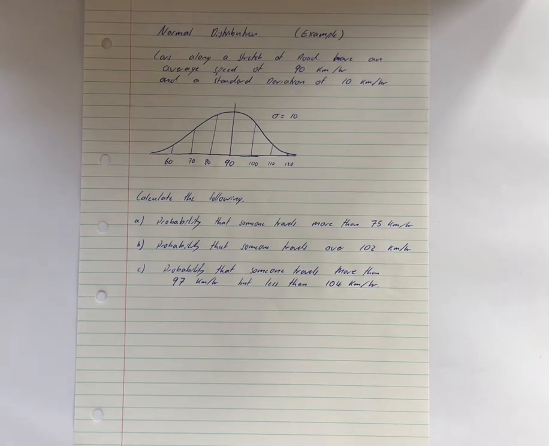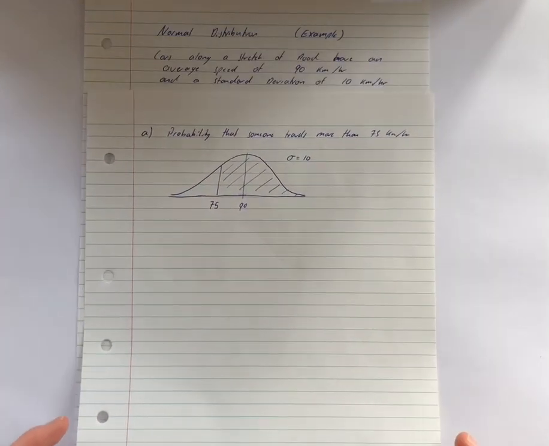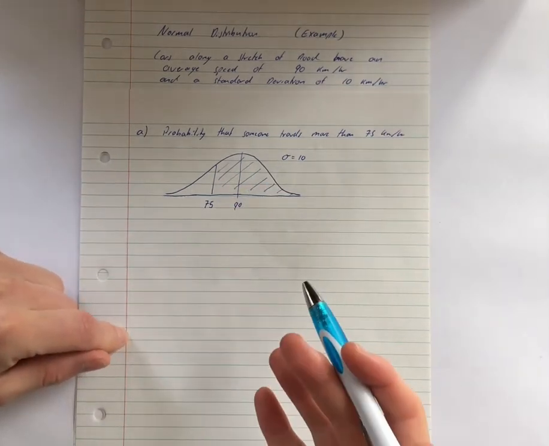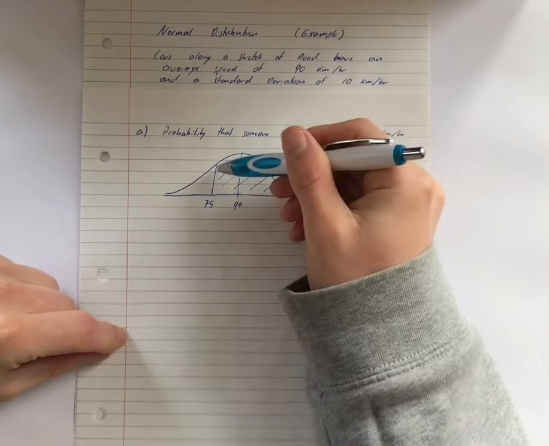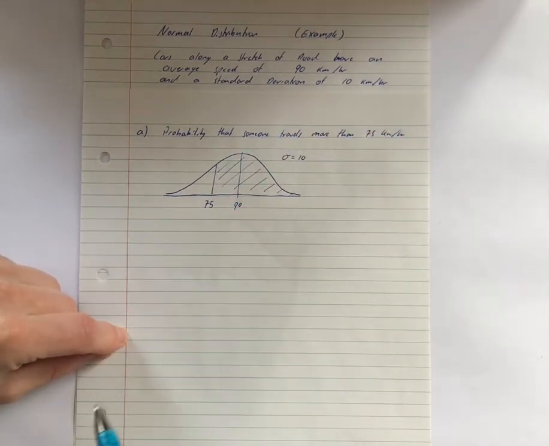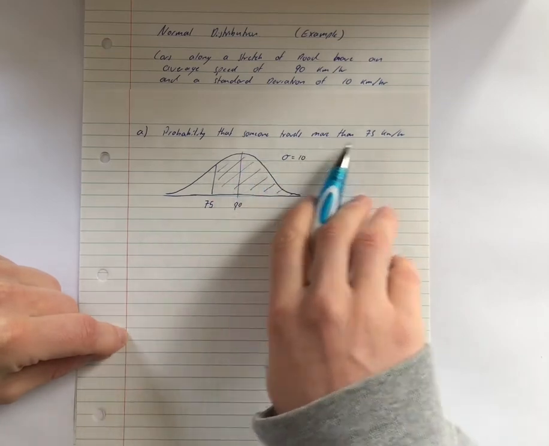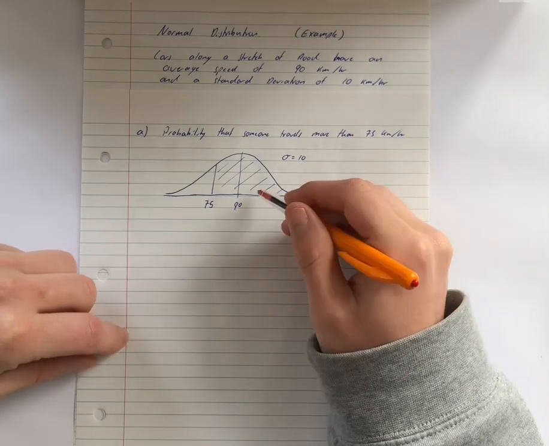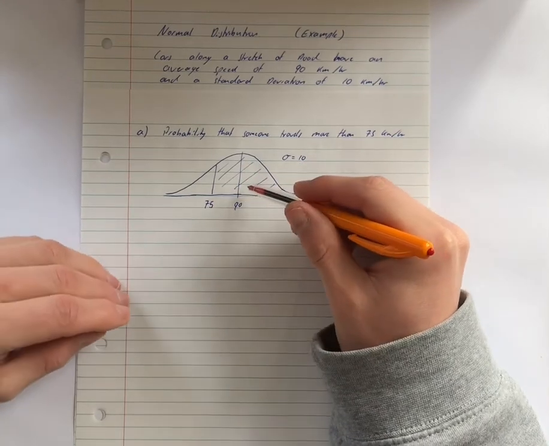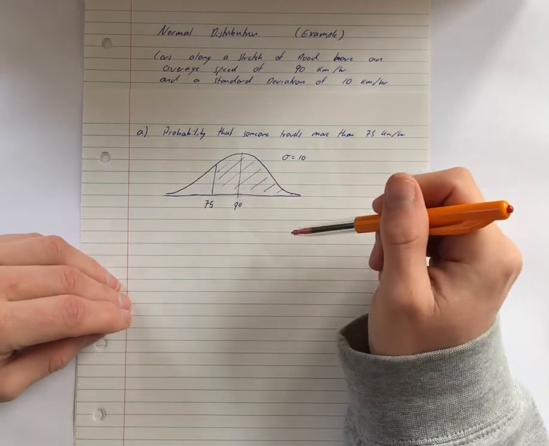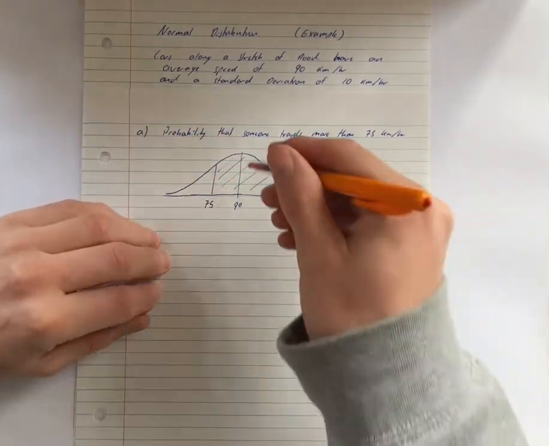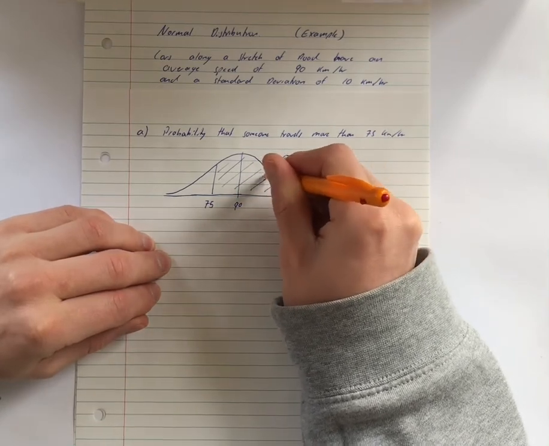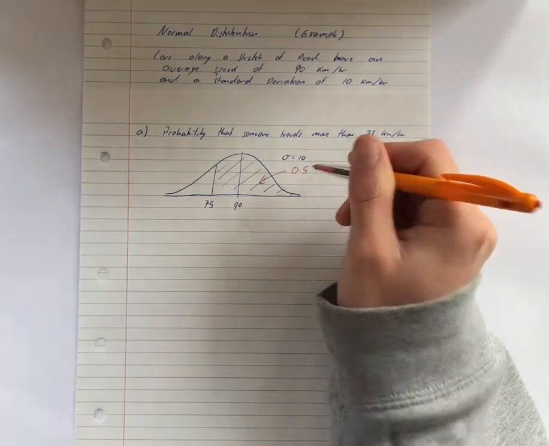So probability that someone travels more than 75 kilometers per hour. What we want is to draw a normal distribution. It doesn't have to be pretty. Put your mean, write your standard deviation down, put the value in question, and then shade per the context. So this is the probability that someone travels more than 75. Well, we know that a standard normal distribution is symmetric around the mean, and we know that 100% probability lies beneath this curve. So we know that on the right hand side of the mean is 50% or 0.5.